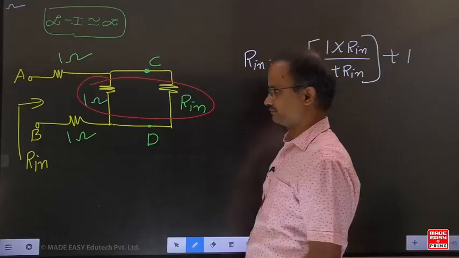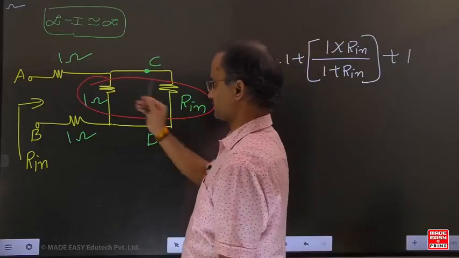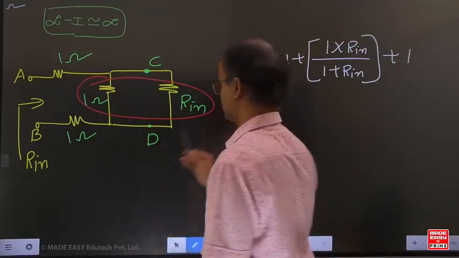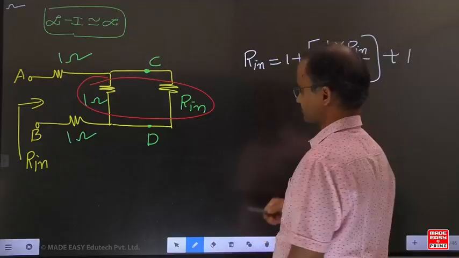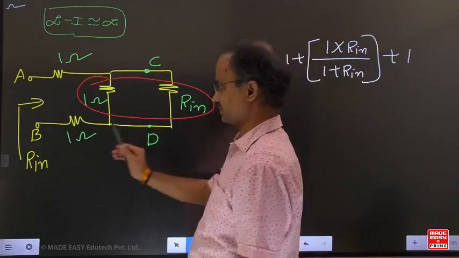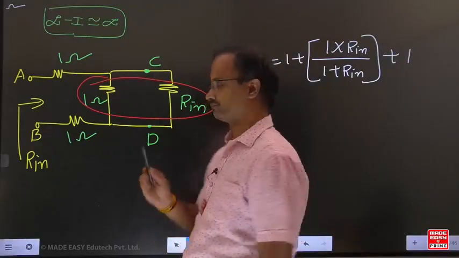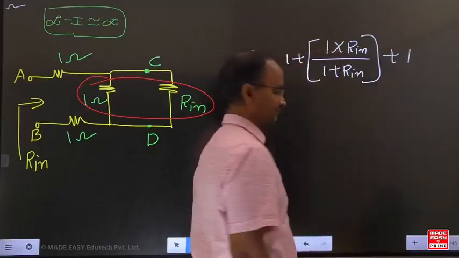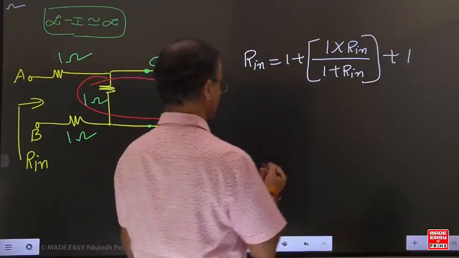Plus 1, we can write like that, right? See, this parallel combination is connected in series to 1. It will be the same thing. Parallel combination connected in series to 1. Now, can you simplify further?